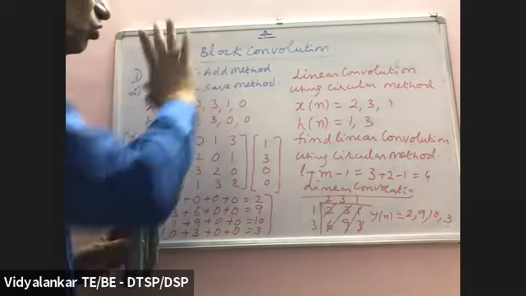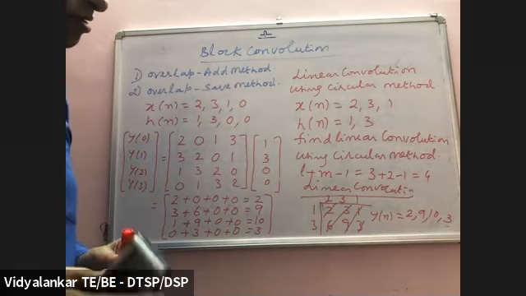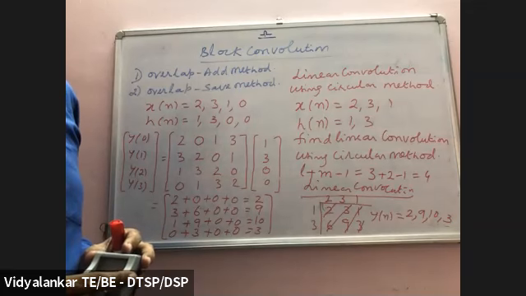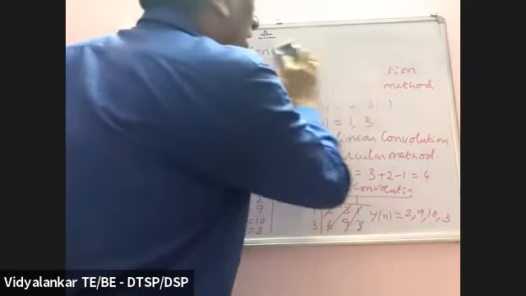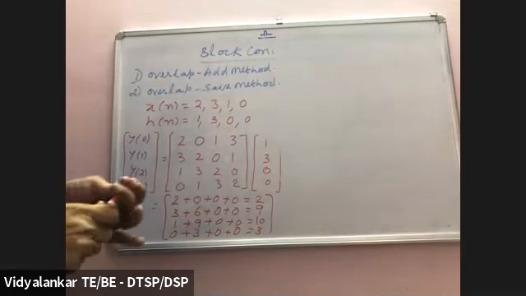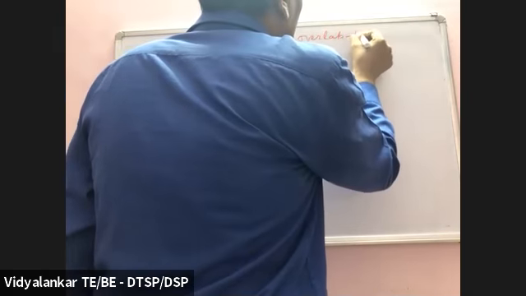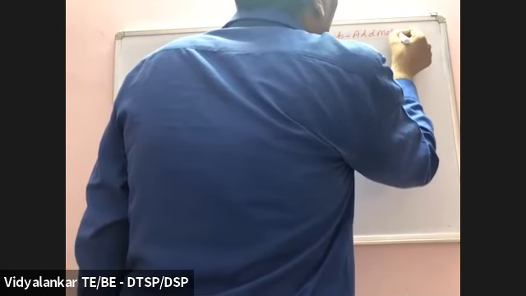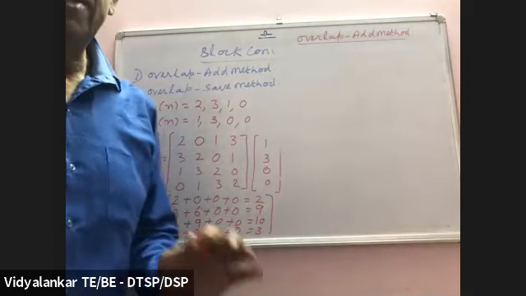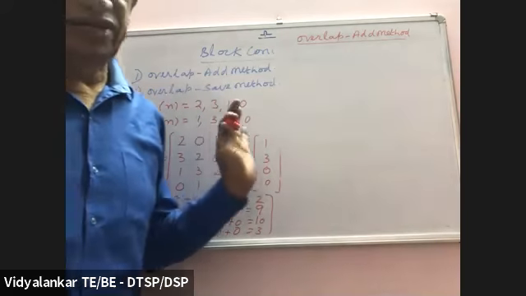Is it okay? Now I am going to the block convolution methods, overlap add and overlap save methods. Yes, sir. Done. So first, the overlap add method. All of you keenly observe. It is only a technique. If you learn the technique, whatever is difficult, easily you can solve it.